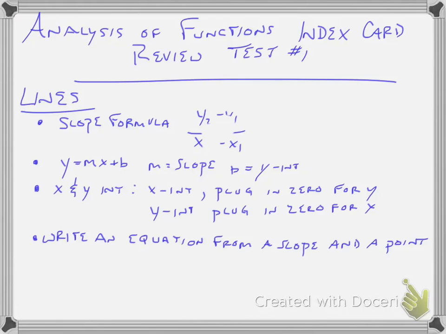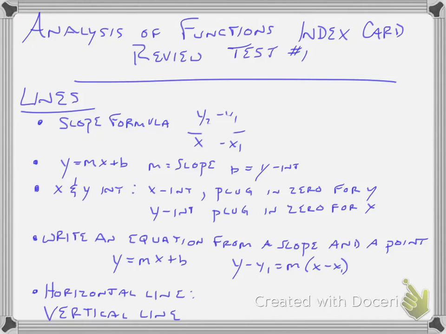You need to know how to write an equation when you're given a slope and a point. You can either use y equals mx plus b and solve for b, or you can use the point-slope form: y minus y1 is equal to m times x minus x1. These formulas will not be given to you though, so you need to know them.